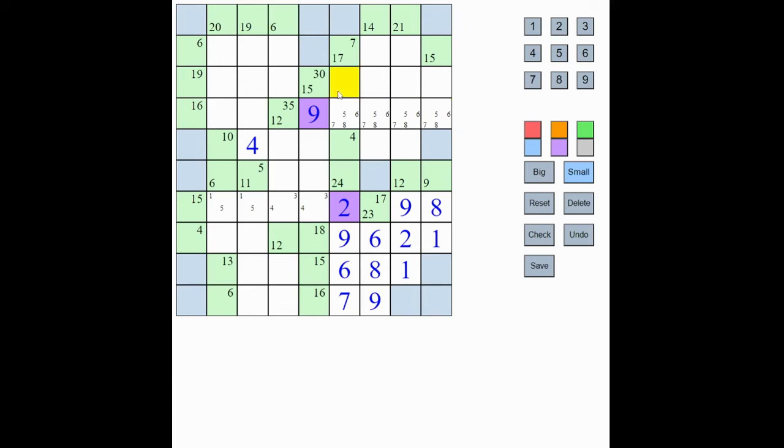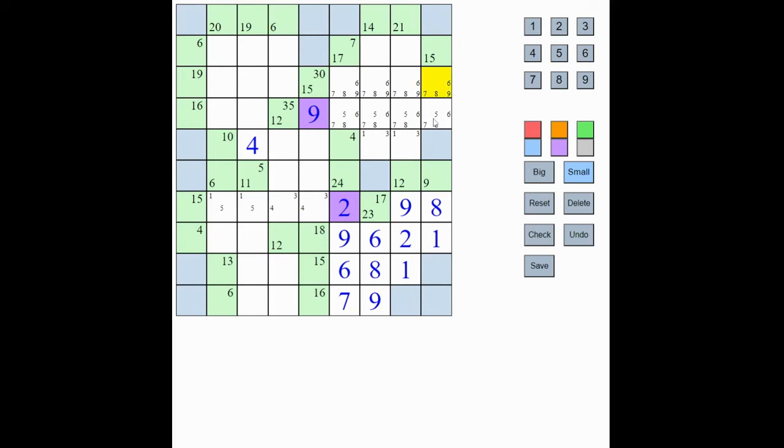And 30 of 4 must be 9876. We need the 4 biggest numbers to make that total. And 4 must be 1 and 3. Now we have a total of 14 coming down here. Okay, so not seeing anything immediately there.